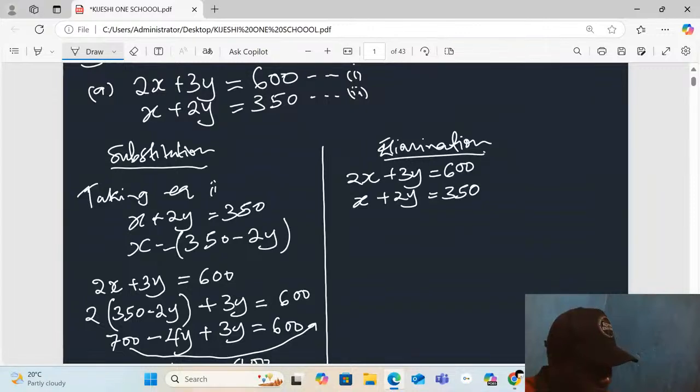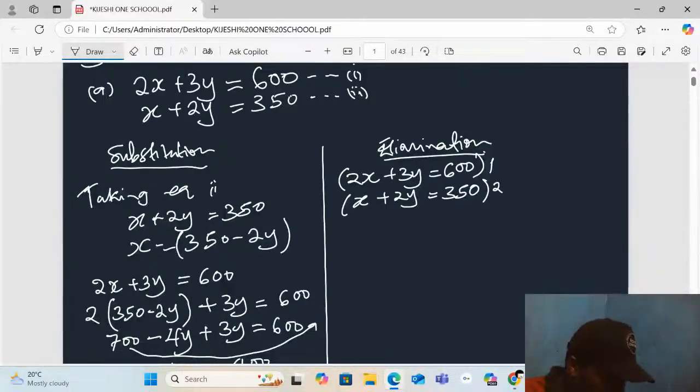Now, with the elimination method, you have to make two unknowns equal. In this case, we have 2x and 2y, so we have to make one of them equal. Let us make x the same. To make x the same, we are going to multiply the first equation by 1, and we are going to multiply the second equation by 2.